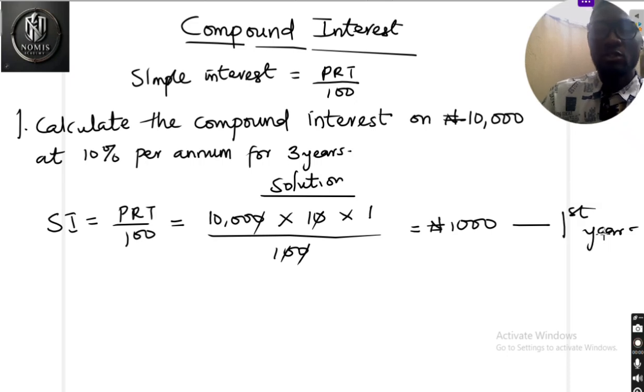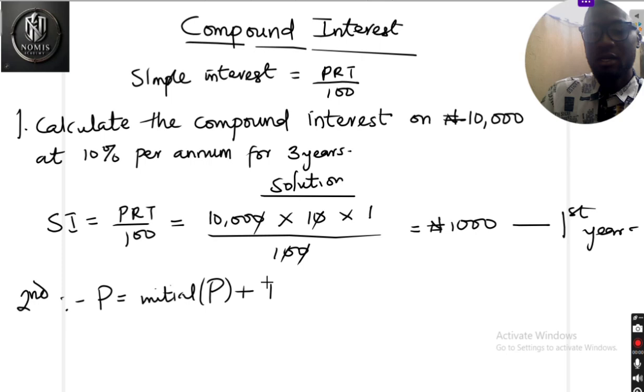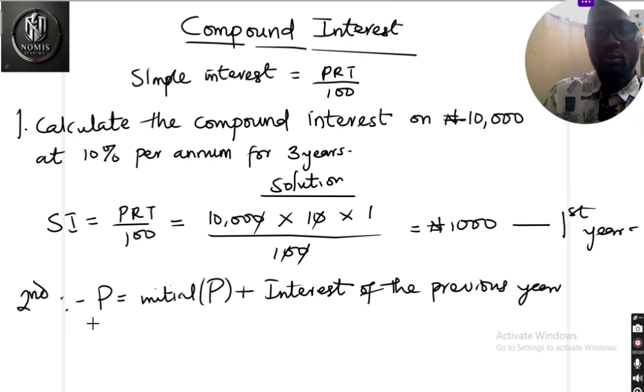So how do we now call it compound? The second year now we are going to compound the interest such that the principal now becomes the initial principal plus the interest of the previous year. So the new principal now becomes P equals 10,000 plus 1,000. So the new principal becomes 11,000.